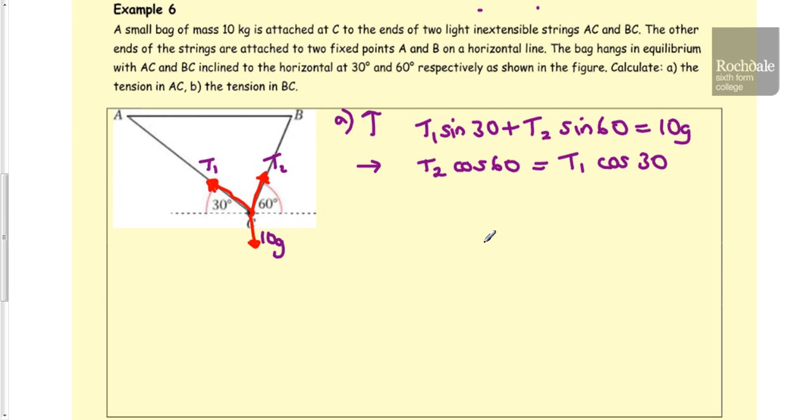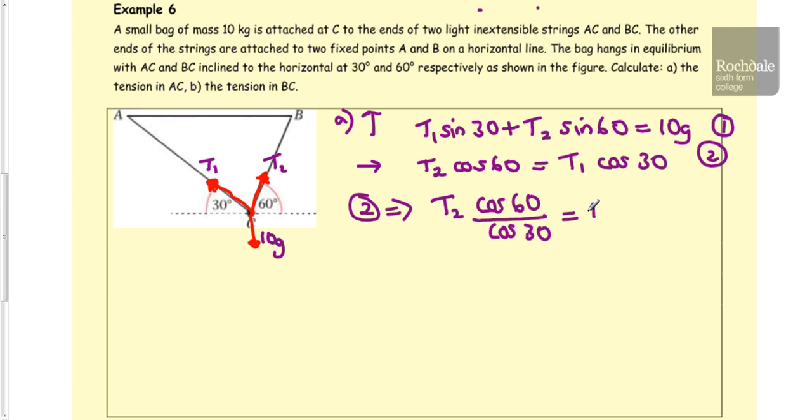Now you'll see again here that we've got T1 and T2, it's simultaneous equations, and this is a very, very common kind of situation, and the best way to approach it is if we rearrange equation 2, and so we get T2 cos 60 divided by cos 30 is equal to T1. So we've got an expression for T1 in terms of T2.